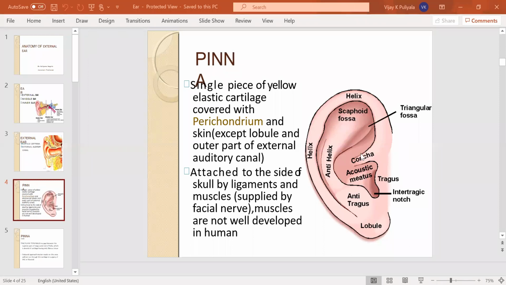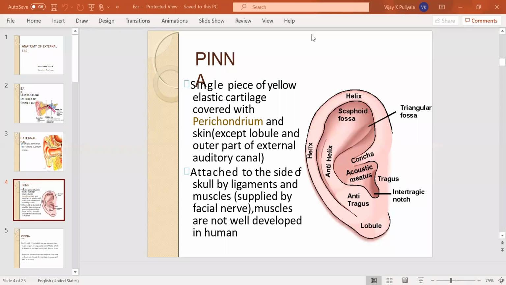The large area below the crus of helix surrounds the external acoustic meatus. Another part is the lobule. The lobule of the ear hangs below the antitragus as a skin-covered flap of fibrofatty tissue.